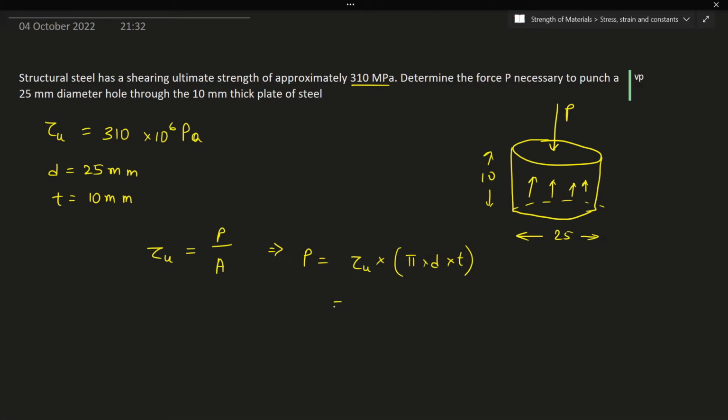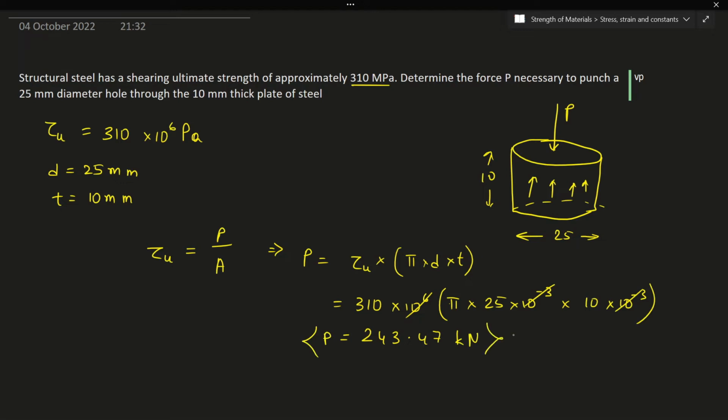So let me substitute all the things. Ultimate stress is 310 into 10 to the power of 6 into pi into diameter is 25. So here this is in Newton per meter square. So this is mm, I'll convert that to meter into 10 to the power of minus 3 into 10 into 10 to the power of minus 3. So 10 to the power of minus 3 into 10 to the power of minus 3 into 10 to the power of 6 would be cancelled out. So the remaining is, if I simplify, I'm going to get 243.47 kilonewton as the answer. Okay, so moving on to the next question.